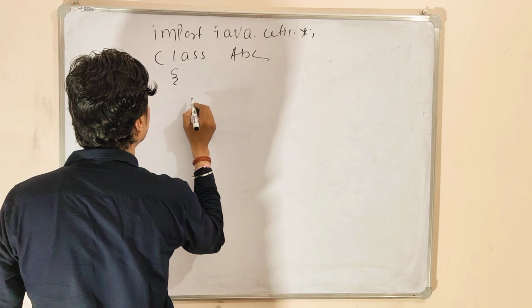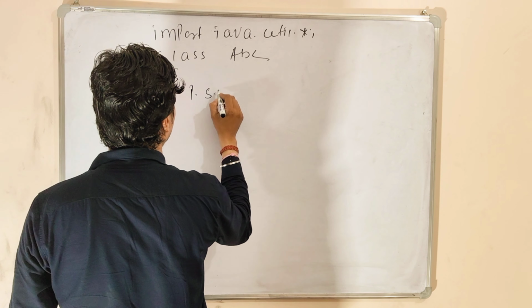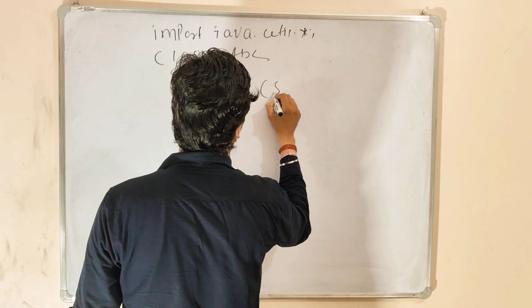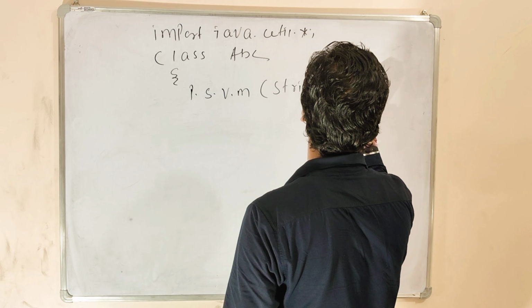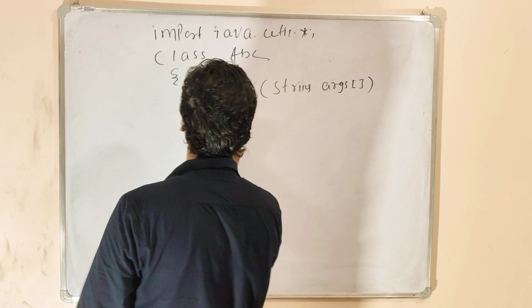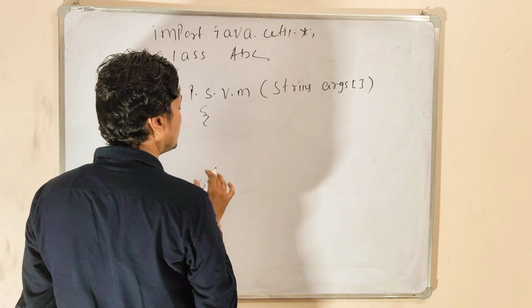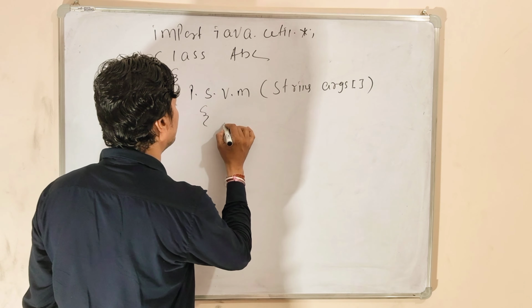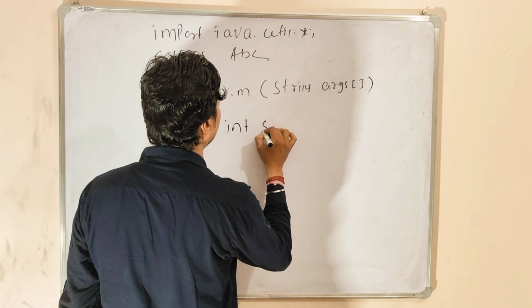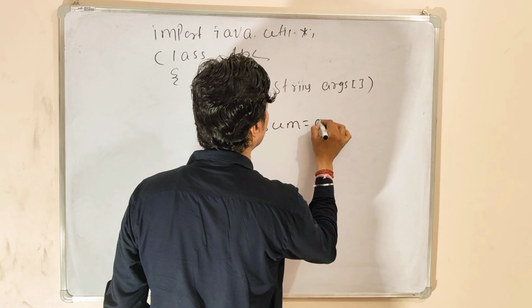Then curly brace. Public static void main. Public static void main, then String args. Okay. Then we need to get the sum of these marks. We need one accumulator variable, that is int sum equals to 0.